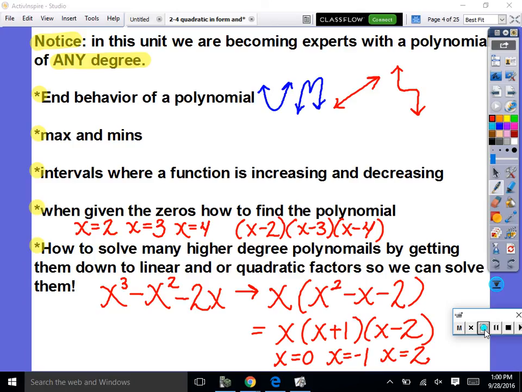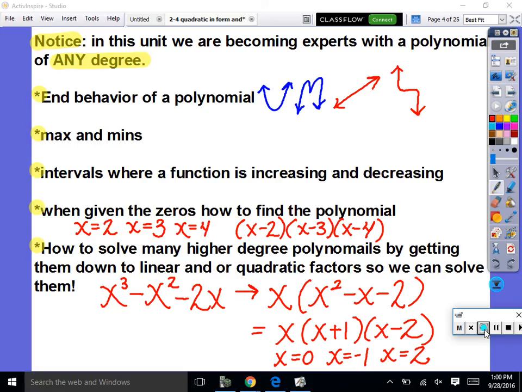Then we've learned how to find max and mins of polynomials. We talked about intervals where a function is increasing and decreasing. We learned last time, when given the zeros, when given the solutions, how to work backwards to find a polynomial. What do you use? Subtract 2, subtract 3, subtract 4, write it as linear factors and multiply it out. And then we've been learning last time how to solve many higher degree polynomials, and we solve them by getting them down to linear or quadratic factors so that we can solve them.